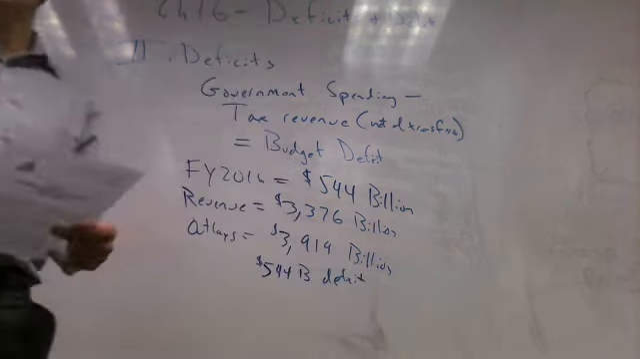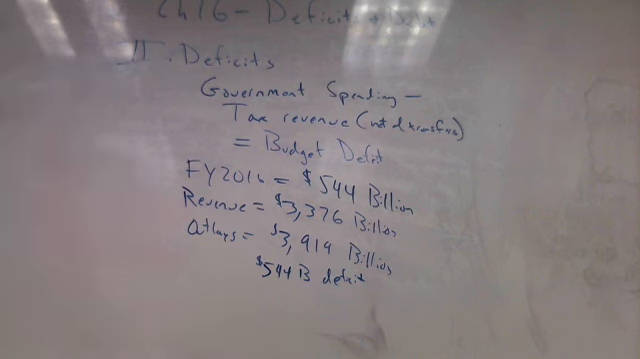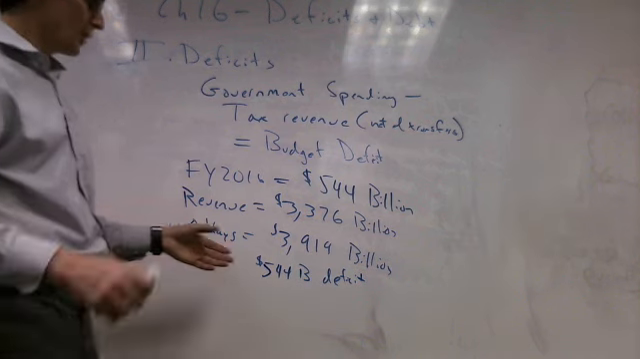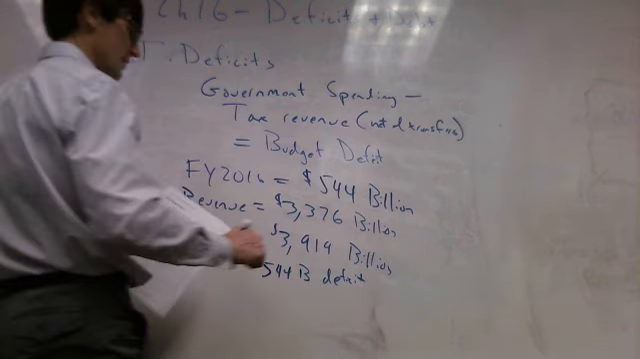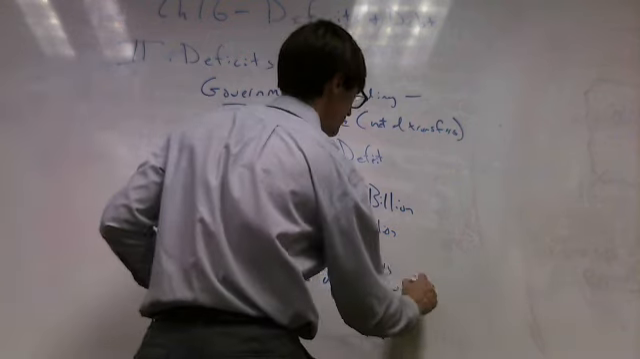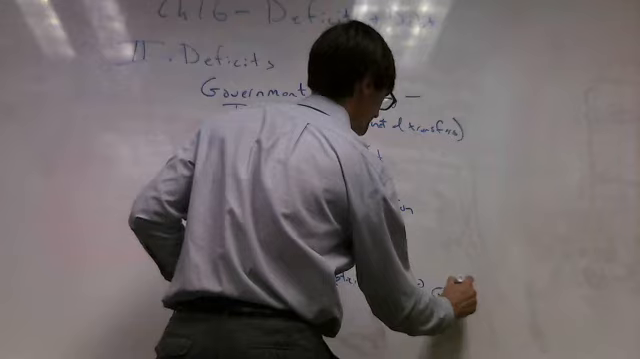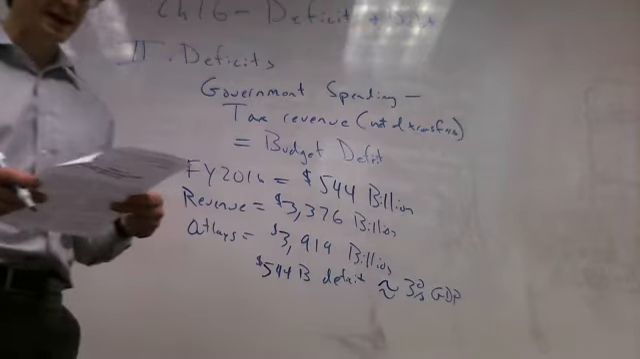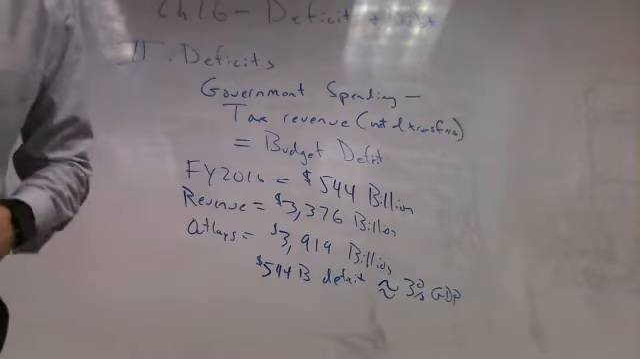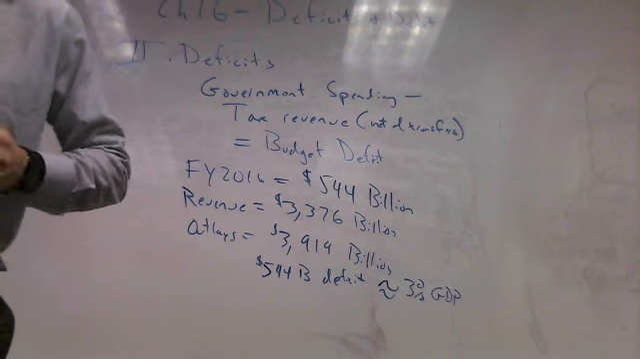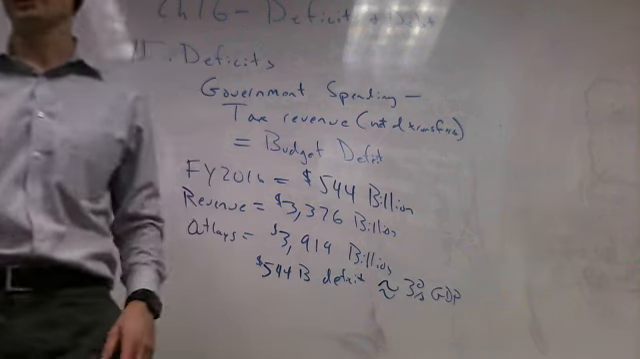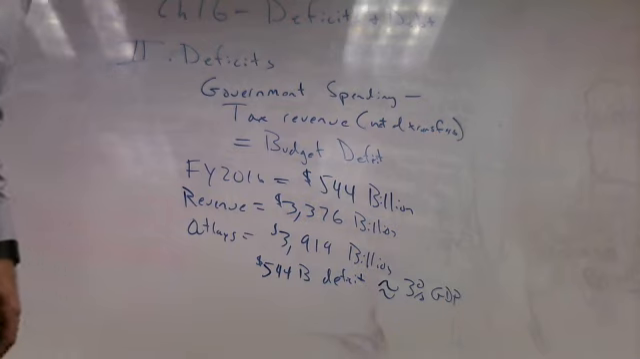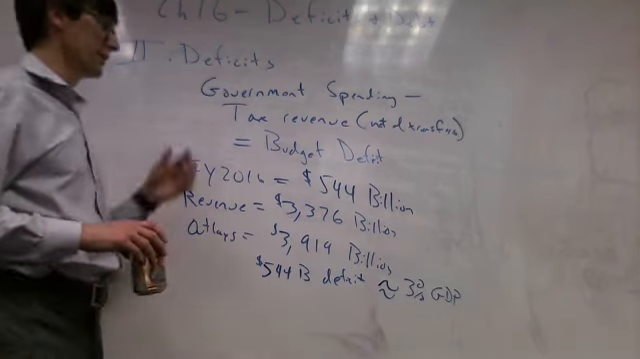Now, is that a large budget deficit or is that a small budget deficit? Well, it's approximately 3% of GDP. And that number is, in fact, about almost half of a percentage point higher than it was just in fiscal year 2015.